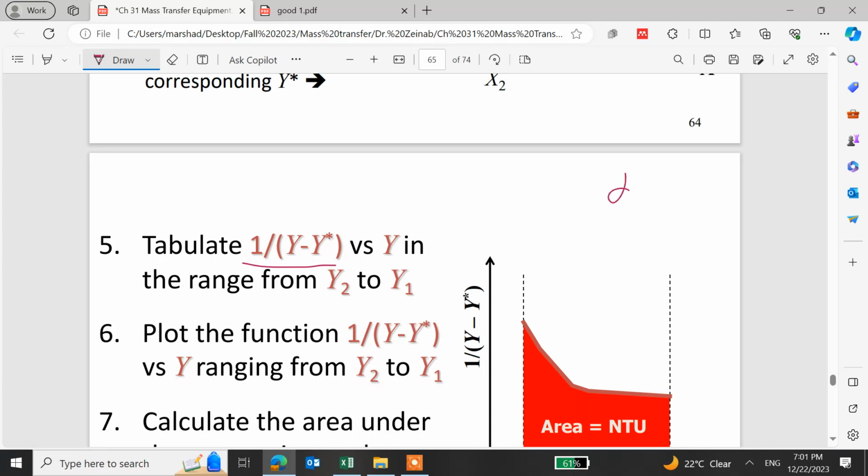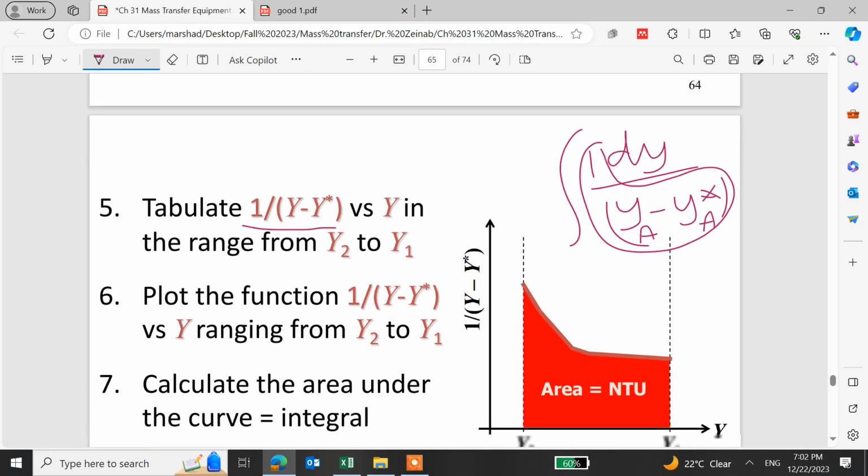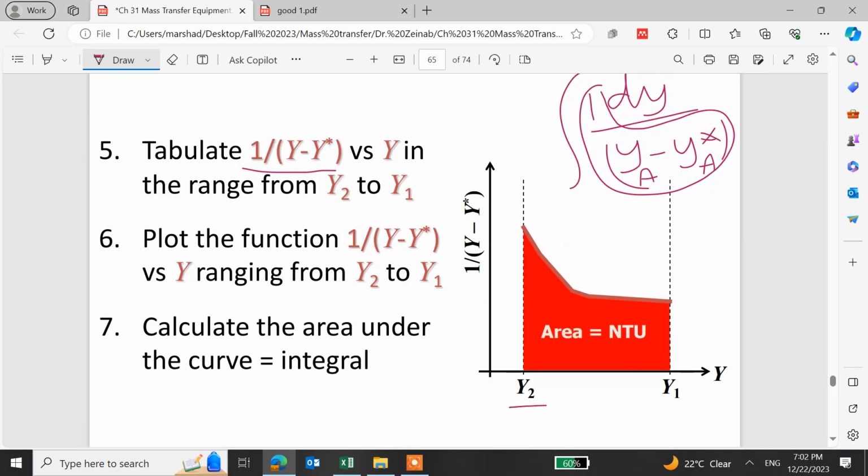Then this integral is with respect to y, right? So we take 1 over y minus y star, that is, 1 over ya minus ya star. You have to plot this numerically: 1 over this versus y. So from y2 to y1 on the x-axis, and on the y-axis you have 1 over y minus y star. Now we calculate the integral numerically, which means basically finding the area under the curve. So how will you find the area under the curve? Between y2 and y1 you have different intervals.